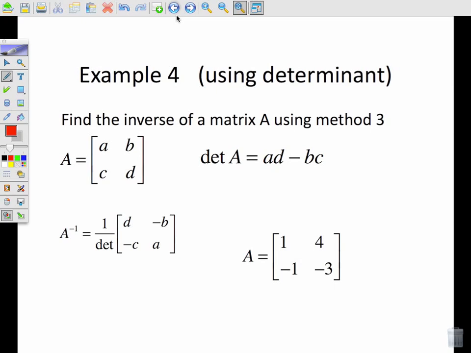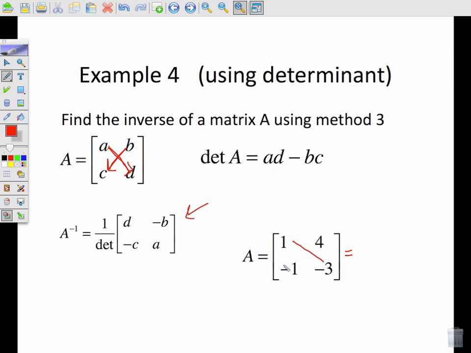All right, method 3 here. Method 3, we need to use what is called the determinant to find our inverse. The determinant is subtracting the cross products. So it is A times D minus B times C. Okay, this is the determinant of a matrix. This is how we find the inverse. So we do the determinant first.